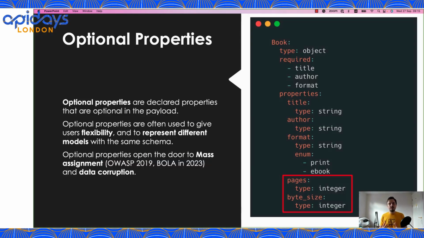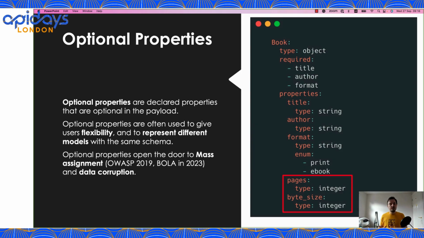The second flavor of flexible schemas is with optional properties. So this is the ability to decide which properties from the schema we are going to set in the payload and which ones we are not. This gives flexibility to our users and also gives us the ability to combine different models within the same schema. So that's what we're doing in the book schema here. We have two types of books represented with the same schema. We have printed books and ebooks. And each entity has specific properties. Printed books have pages, while ebooks have byte size. And so those properties are optional.